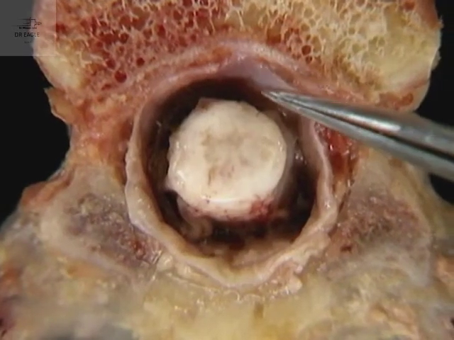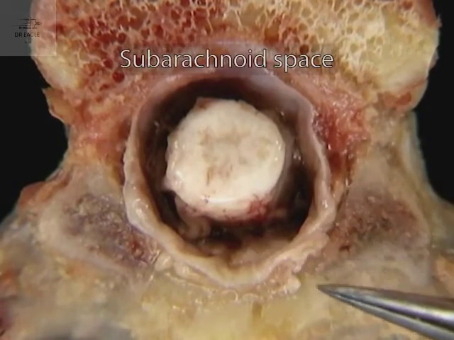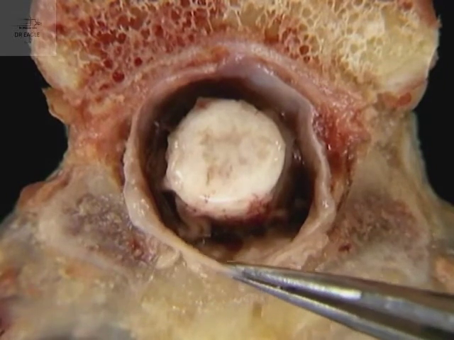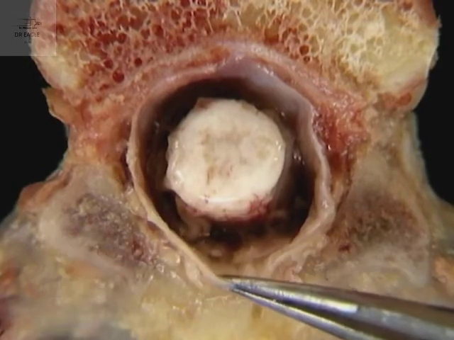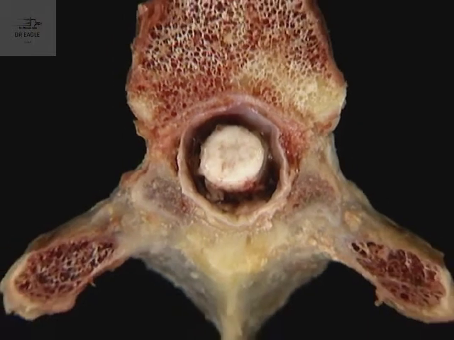The space between the arachnoid and the pia is called the subarachnoid space. In life, it's filled with cerebrospinal fluid. The space between the dura and the wall of the vertebral canal is called the epidural space. It's filled with fat, loose connective tissue, and blood vessels.